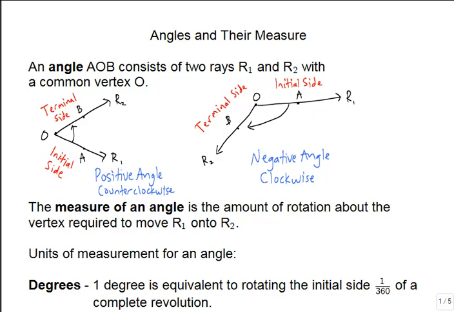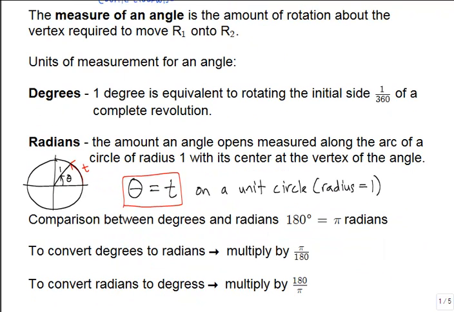So the measure of an angle is the amount of rotation about this vertex required to move ray 1 into ray 2. And there's 2 different units of measurement that we commonly use for an angle. The first one is degrees, and the second one is radians. So degrees are defined to be 1 degree is equivalent to rotating the initial side 1 out of 360th of a complete revolution.